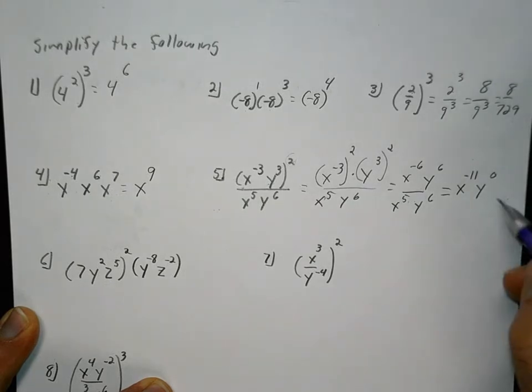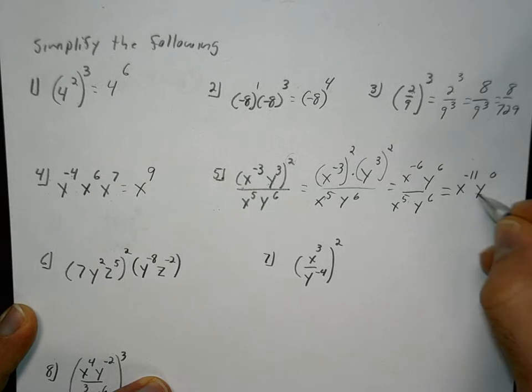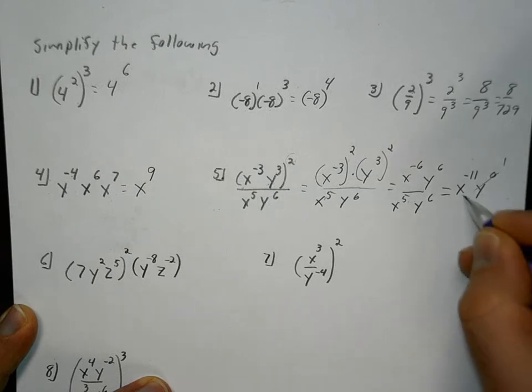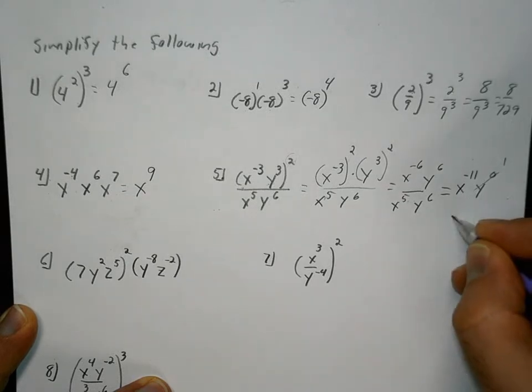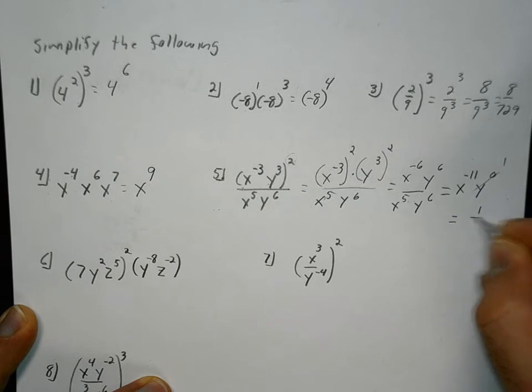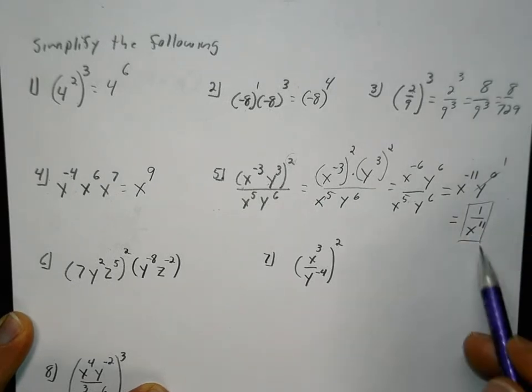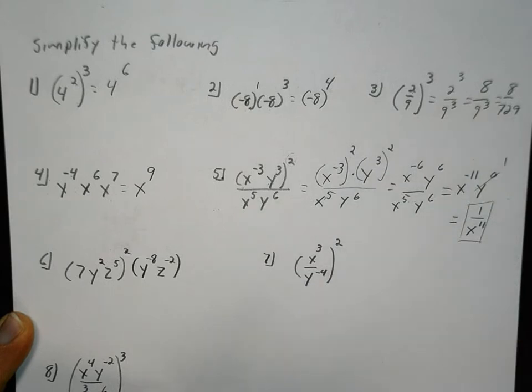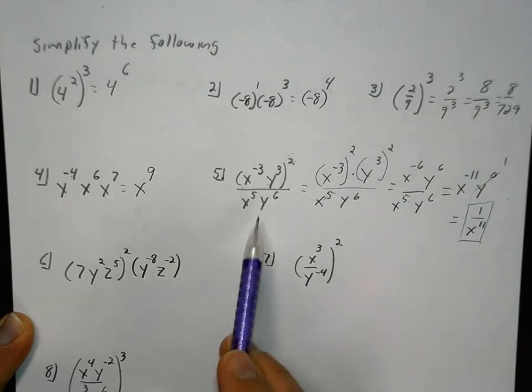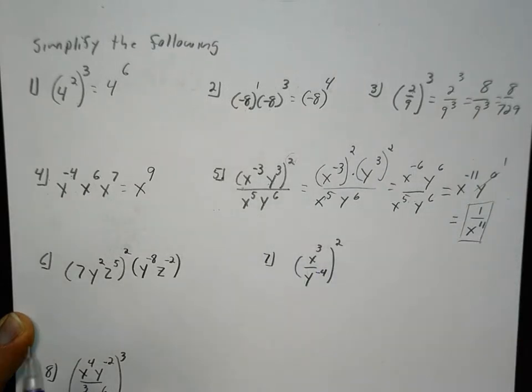Okay, so now anything to the 0 power is 1. So that's the zero exponent property. So that's just going to be 1. So then we get x to the negative 11, which we can make positive by putting it in the denominator, in the bottom. Okay, so this whole thing simplifies to 1 over x to the 11. Now you might have approached this differently and still got the same result.